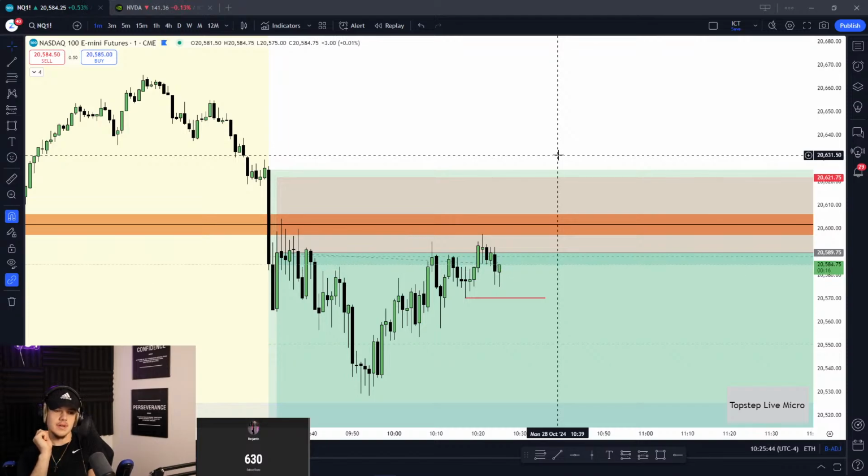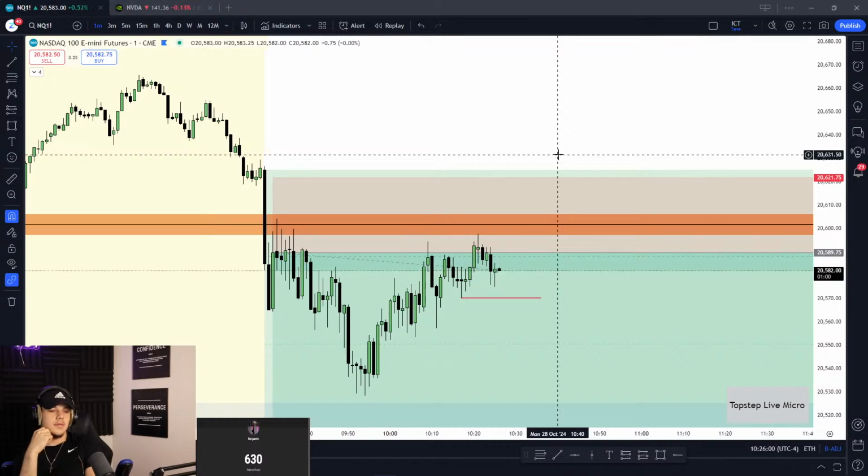I just want to see a displacement below that low ideally. Very slow though. Price action is not the cleanest. It's Monday, it's NFP week. So this was kind of anticipated. That's why I cut risk. Still think we're bearish though.